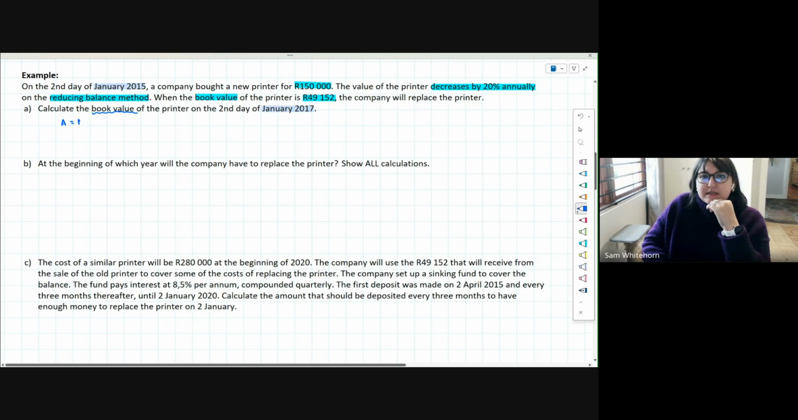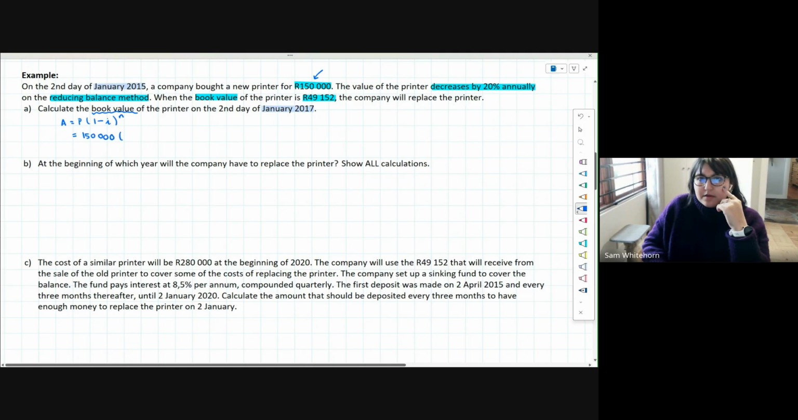So A is equal to P(1 - i)^n. Depreciation is the formula that has the minus, so P times (1 minus i), and because it's reducing balance, to the power of n. So A represents our book value. That's what we're trying to calculate. P is the current value of whatever asset we're working with. And so we know that the current value of the printer, rather, is 150,000 rand.